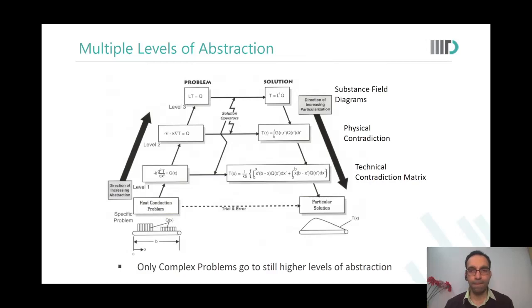I was not able to really get the different levels of abstraction. If we are not able to solve via the technical contradiction matrix, then we would be moving to the physical contradiction? Yes. And so they would be dealing with different kinds of parameters?